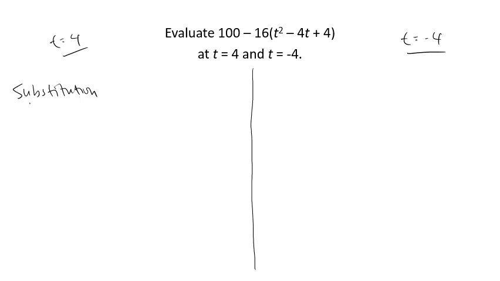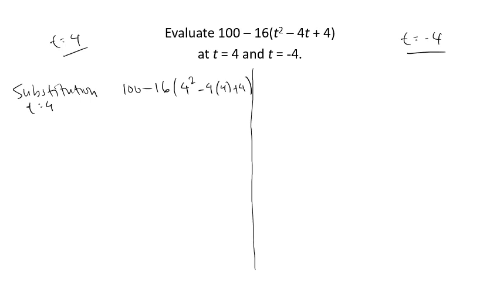So we're going to put a 4 in for t. So we get 100 minus 16, and this is going to be 4 squared minus 4 times 4 plus 4. So after we do the substitution, we just need to follow order of operations. And I just want to point out, we're going to do parentheses first. So we're going to do the parts that are in the parentheses. But then after we've simplified within the parentheses, we should follow order of operations within doing that.